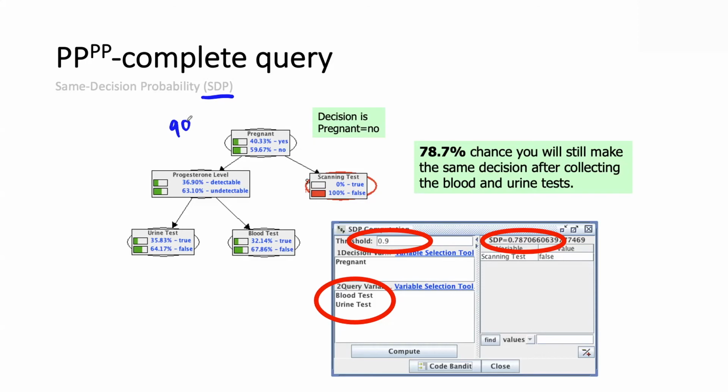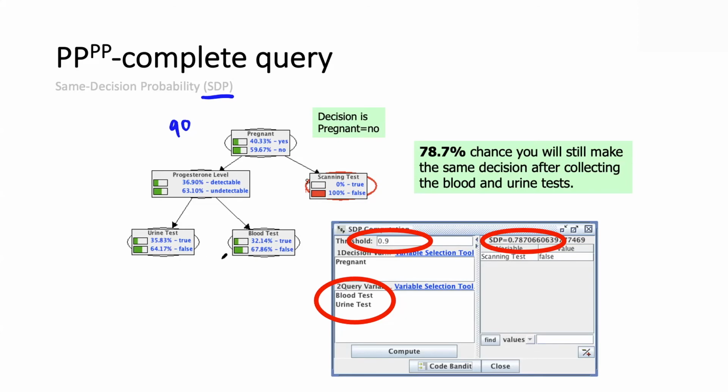So what's happening here is I'm using the probabilistic graphical model to implement a classifier, and this is known as a Bayesian network classifier. Now we're getting to the query. I made a decision. I have a patient, and all I know about them is that the scanning test came out negative, and I classified them as not pregnant, right? Now, I can just settle and say not pregnant, or I can do these extra tests. So there is urine and blood that I can do.